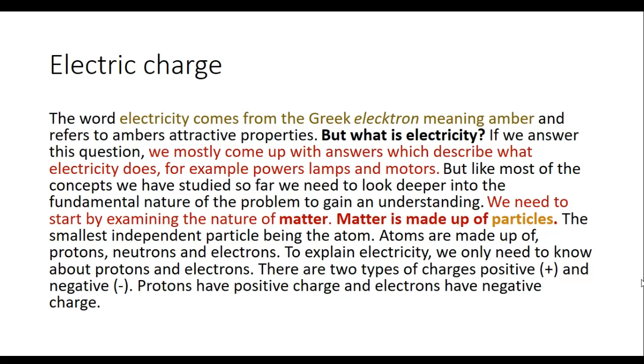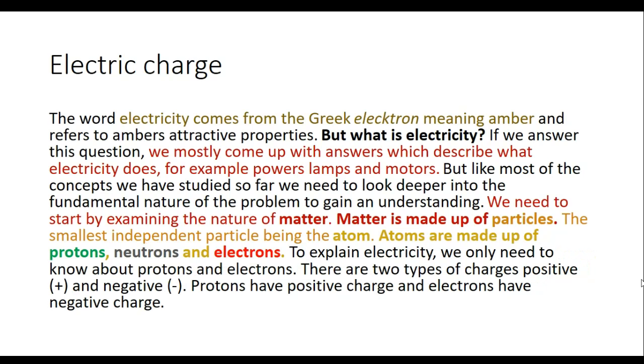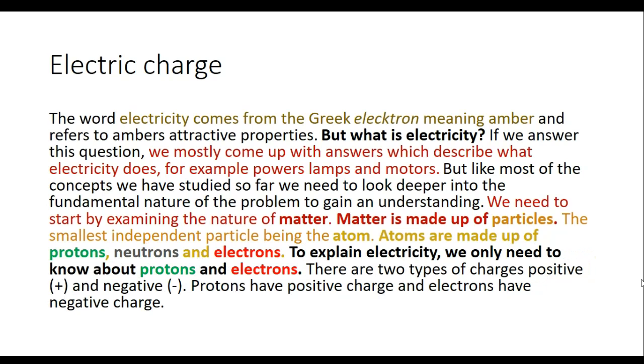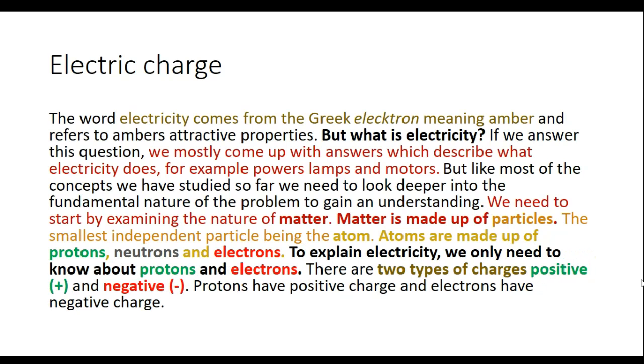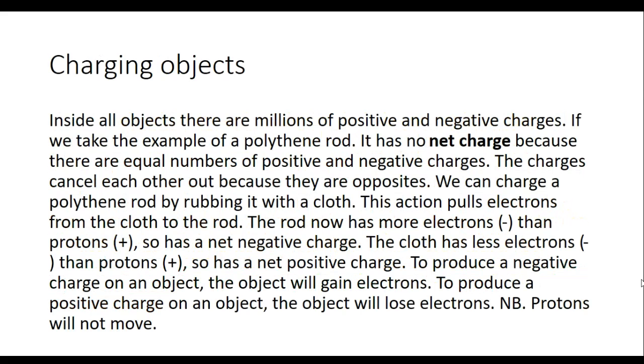Matter is made up of particles. The smallest independent particle is an atom, and atoms are made up of protons, neutrons, and electrons. To explain electricity, we only need to know about protons and electrons. There are 2 types of charges, positive and negative. Protons have a positive charge and electrons have a negative charge. We can charge objects because all objects have positive and negative charges.